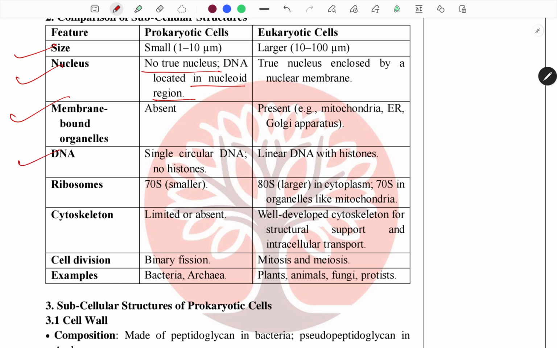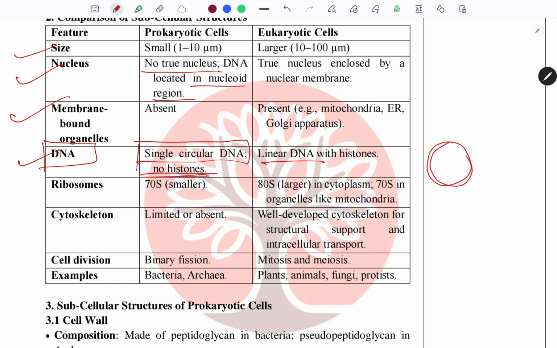If you are talking about DNA or genetic material, in prokaryotic cells a single circular DNA is present, and no histone proteins are present. What are these histone proteins? We will discuss it later. And in eukaryotic cells, it is a linear DNA. Remember it. If you are discussing genetic material, the prokaryotic cell has a single circular form of DNA.